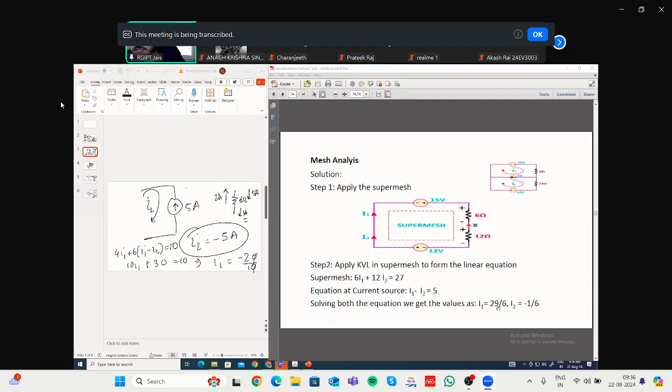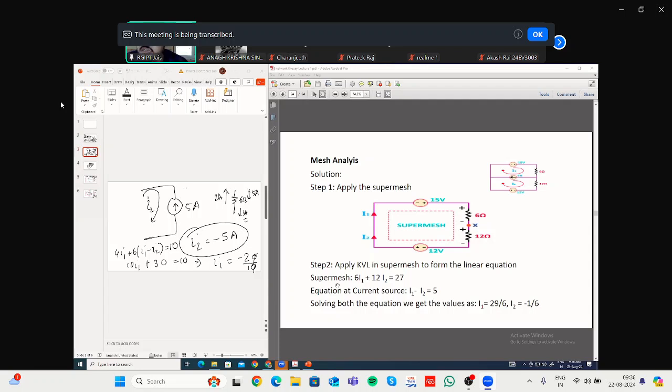Yes. So, sir, what is the unit name of this? This is the first unit. This is the first unit of circuit analysis, where we learn about the basic circuit theorems and everything.